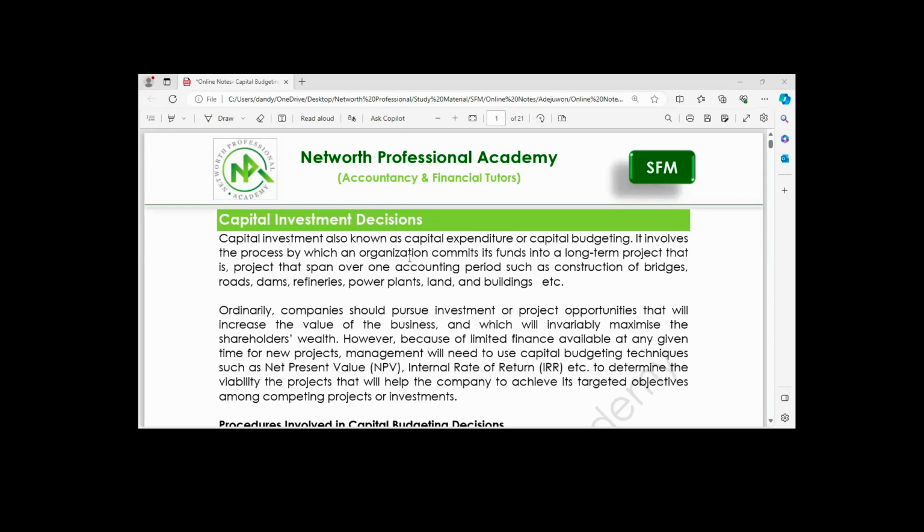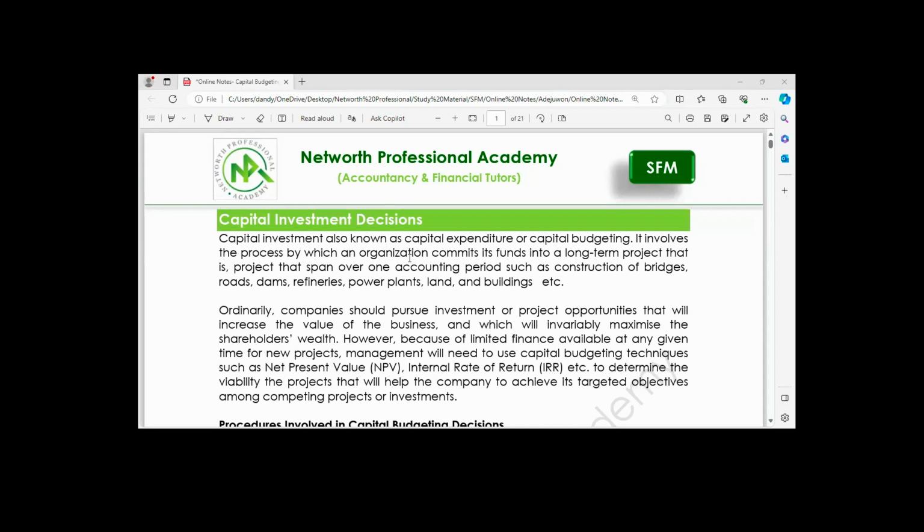Now, it is not sufficient for a company to have an investment opportunity and just commit its limited, scarce financial resources on them without going further to appraise and ascertain the financial viability of the project, because the primary purpose of capital investment decision is to ascertain the financial viability of the project. Management wants to know whether the project is financially worthwhile or viable, whether they can go ahead and invest their money, because the financial resources are scarce.